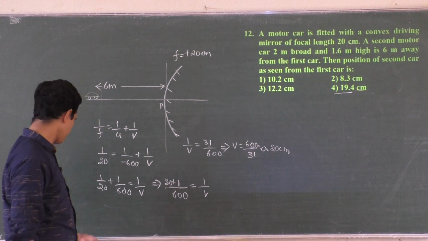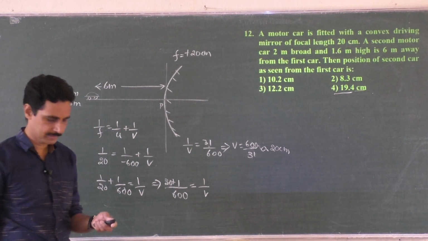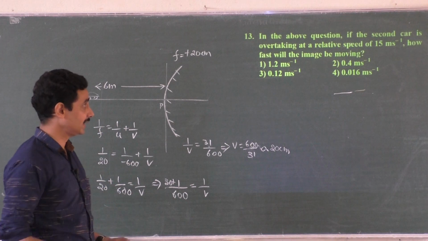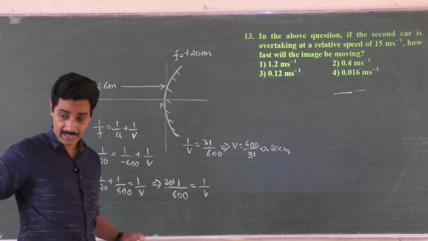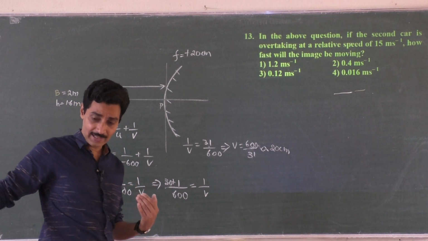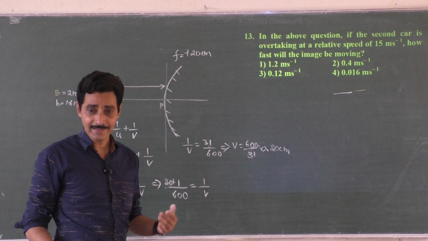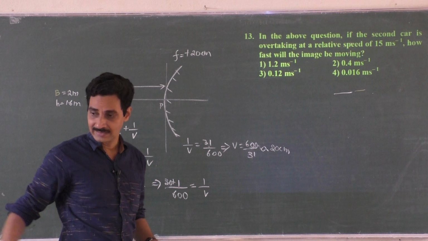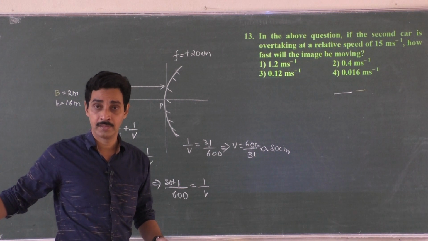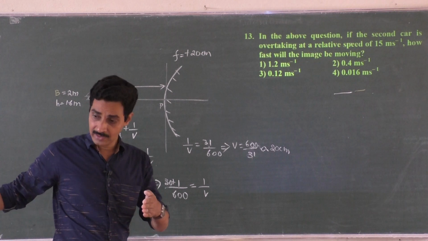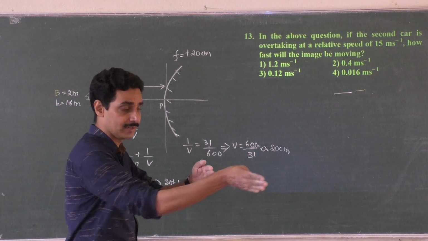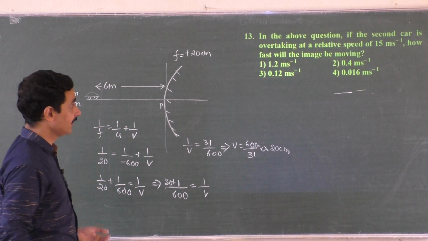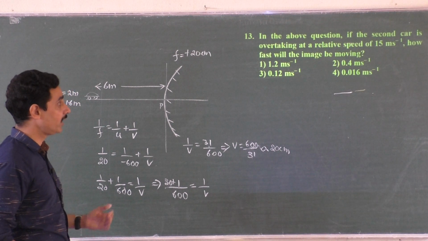Now, my problem is not this one. This is an easy problem, a direct problem. Next one. In the above question, if the second car is overtaking at a relative speed of 15 meter per second, so I feel that this car is moving at 15 meter per second towards me. That is relative velocity, because I may be moving at some 25 meter per second, and that car may be moving at some 40 meter per second. The backside car will be overtaking me with 15 meter per second. So if the second car is overtaking at a relative speed of 15 meter per second, how fast will the image be moving?